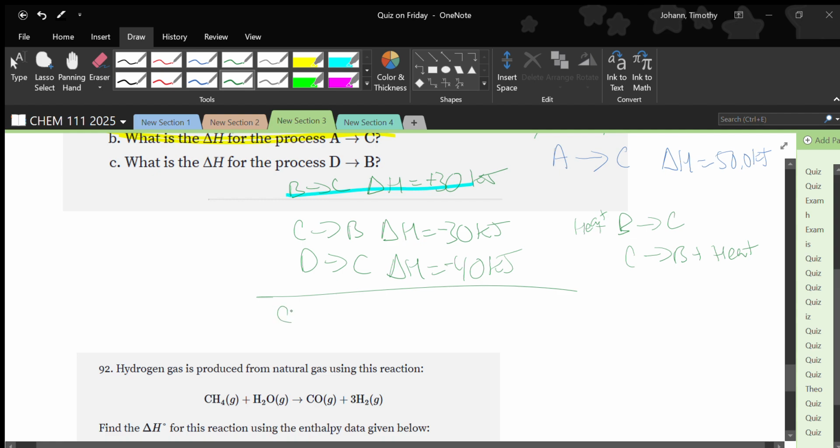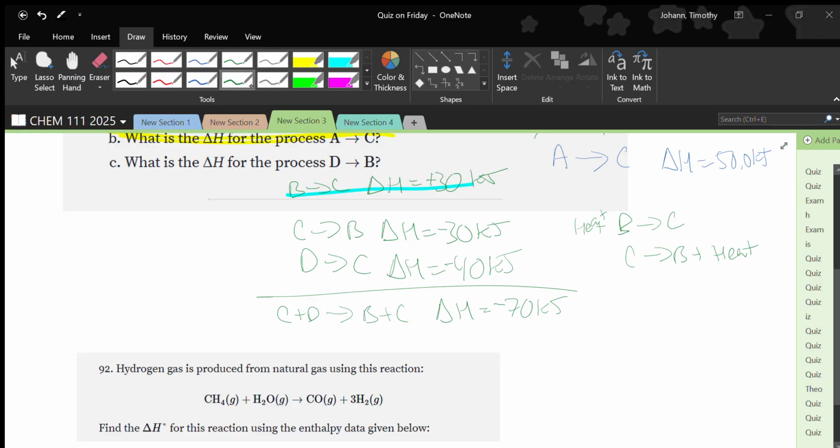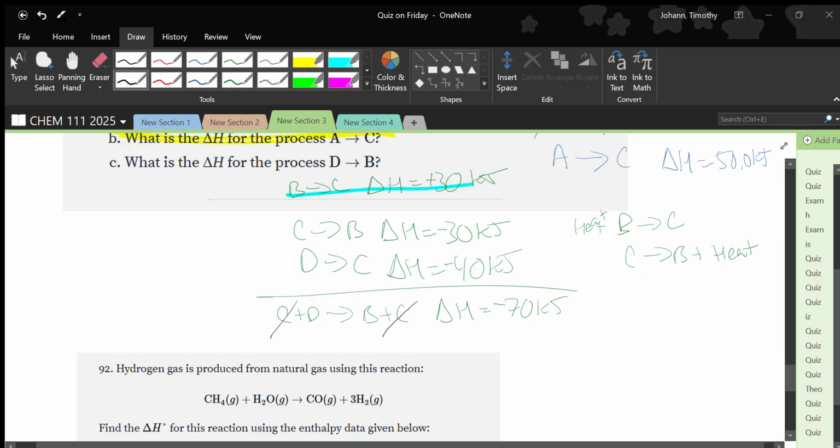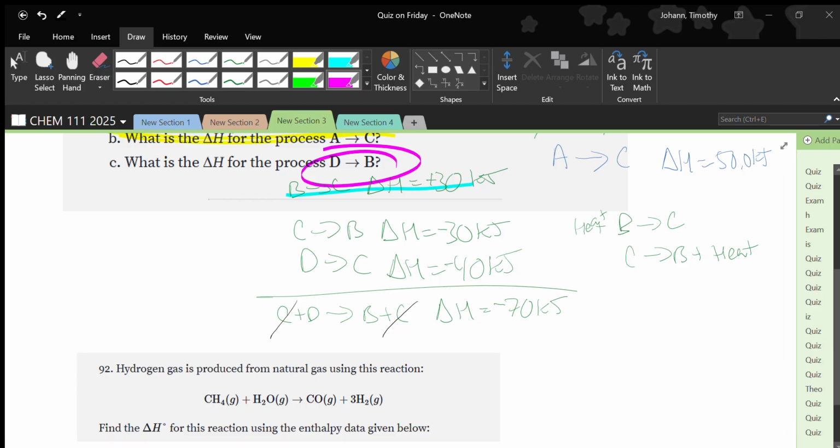Okay, and so then I'm going to add these 2 together. I'm going to end up with the reaction C plus D. Those are both of my reactants. I've got B plus C. Those are my products. And then I add up my enthalpies. Negative 70 kilojoules. And over here I have now C and C on each side of the equation. Now I've made D goes to B just like that by flipping these, adding them, and canceling things that are common on each side. Questions on the process there?